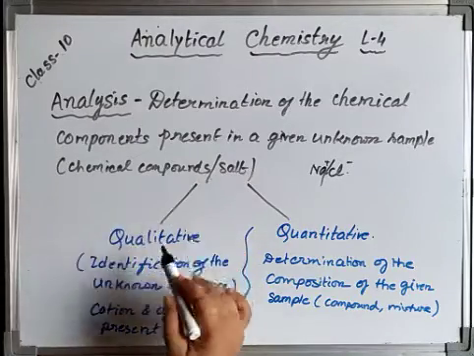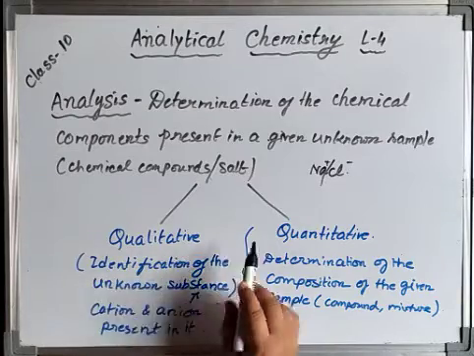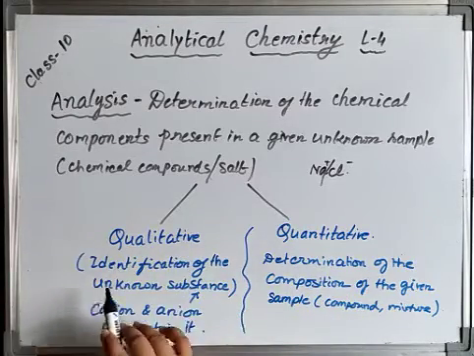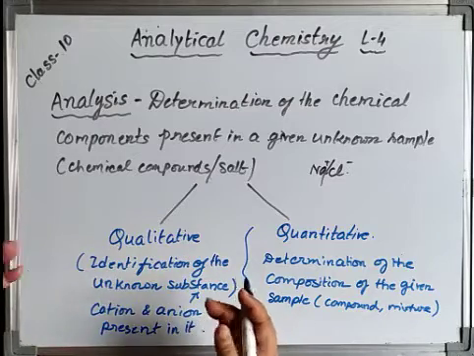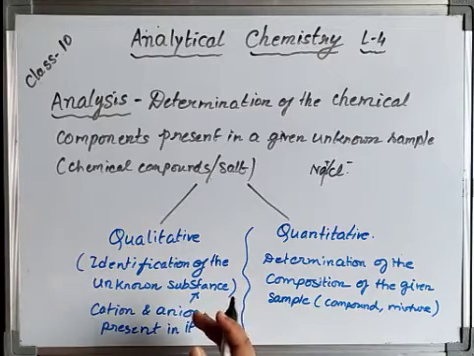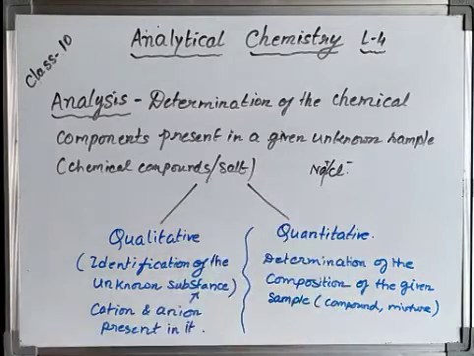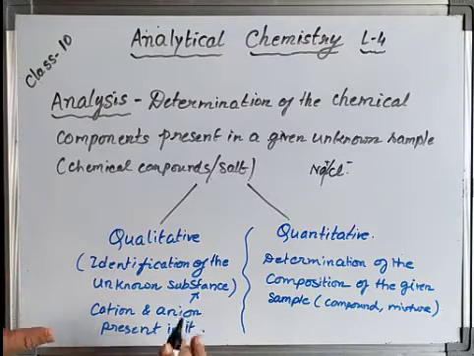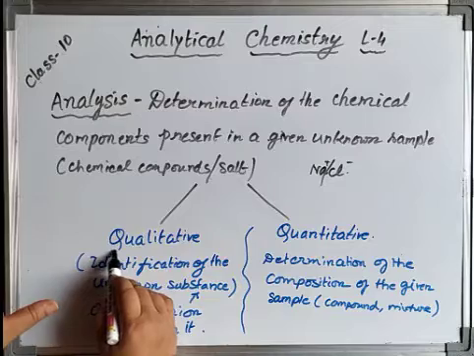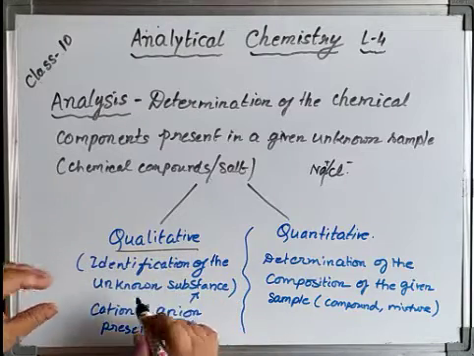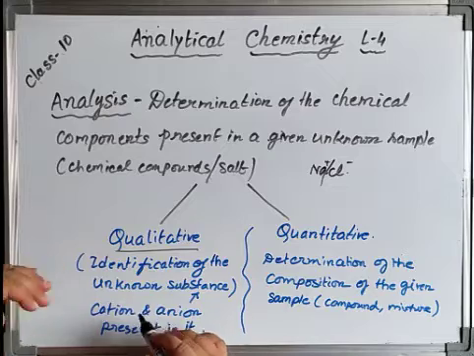Now, analysis is of two types. One is qualitative, one is quantitative. Qualitative means what? Qualitative means identification, that you will identify the unknown substance. That means the given sample is having two types of cations in it. Then how will you detect them? By various tests. This process of testing the unknown sample given to you, how will you detect the cation and anion present in it? By the process of different tests and all. That process is known as what? Qualitative analysis. That analysis that we are going to do is called qualitative analysis.